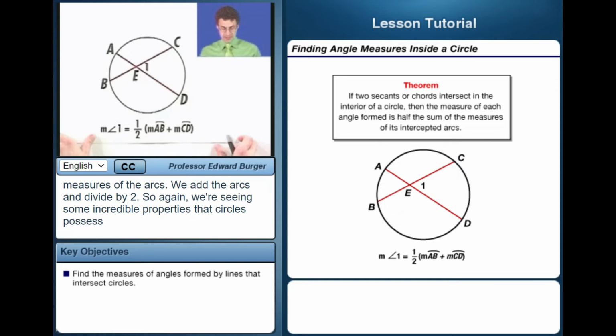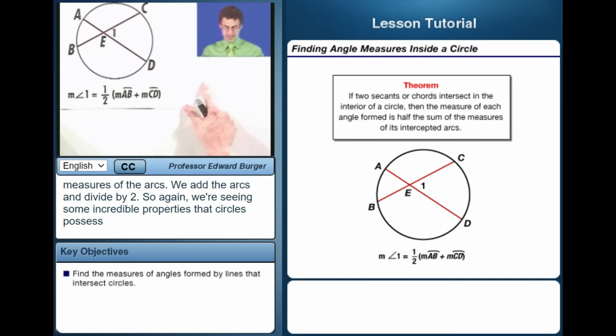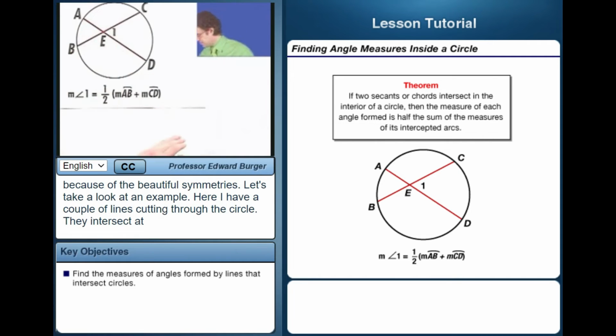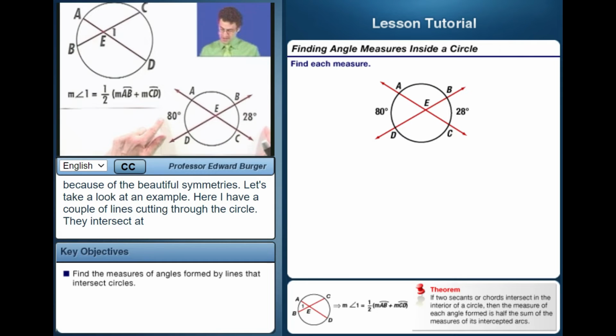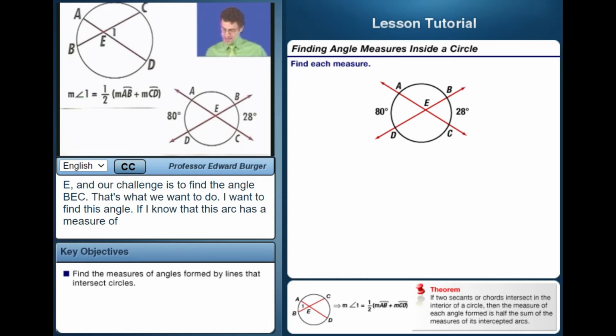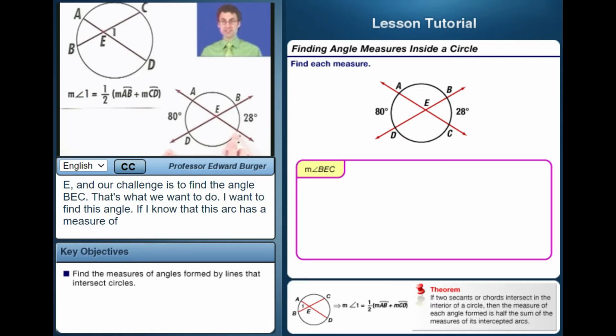So again, we're seeing some incredible properties that circles possess because of the beautiful symmetry. Let's take a look at an example. So here I have a couple of lines cutting through the circle. They intersect at E, and our challenge is to find the angle BEC. That's what we want to do. So I want to find this angle.